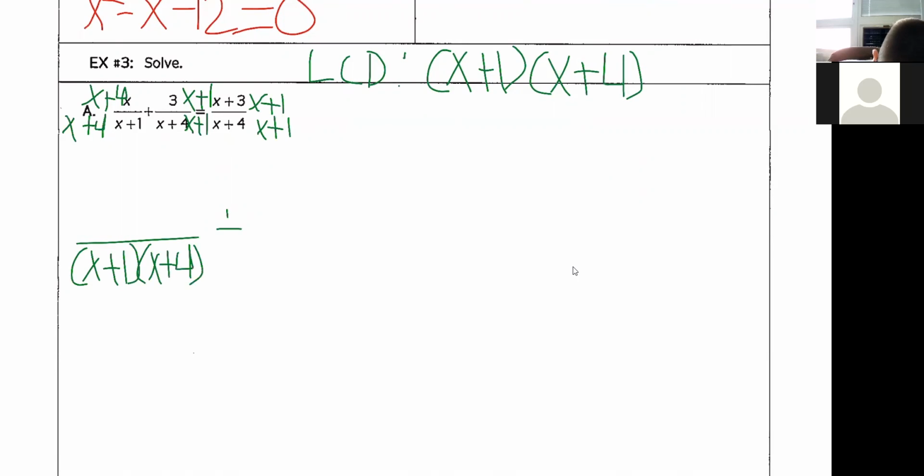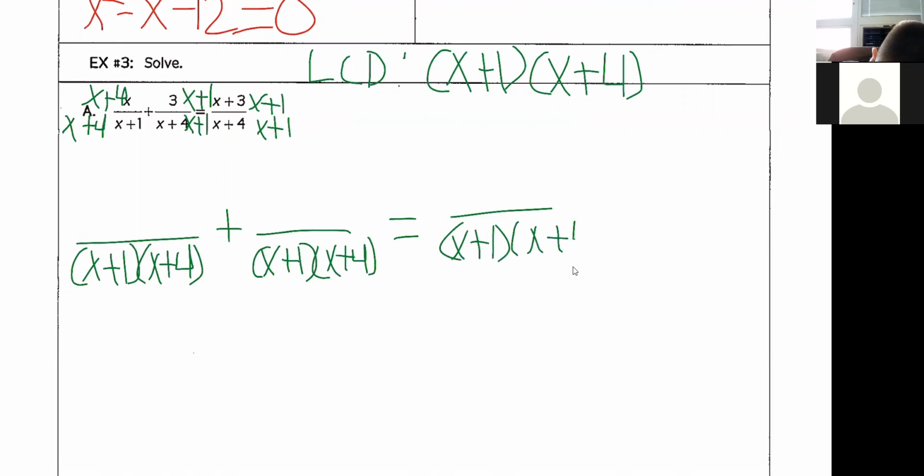And you don't have to FOIL it out, because remember, we're just going to eliminate our denominator anyways. So it would be a wasted effort. But basically, we want to figure out what our new numerators will be. So for this first one, I have to distribute that x, so that would just be x squared plus 4x. For this one, I'm going to distribute the 3, so that would be 3x plus 3.